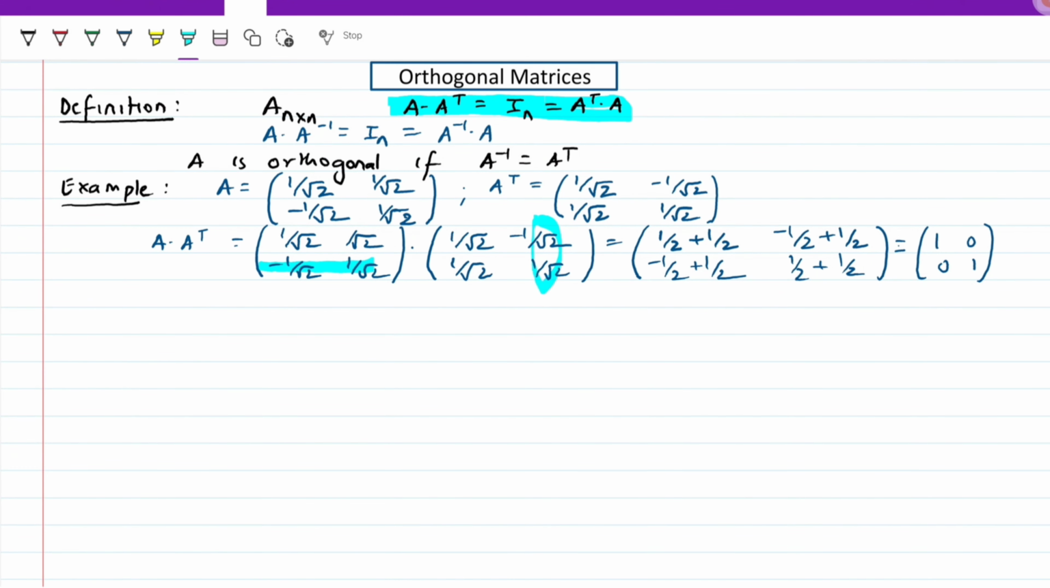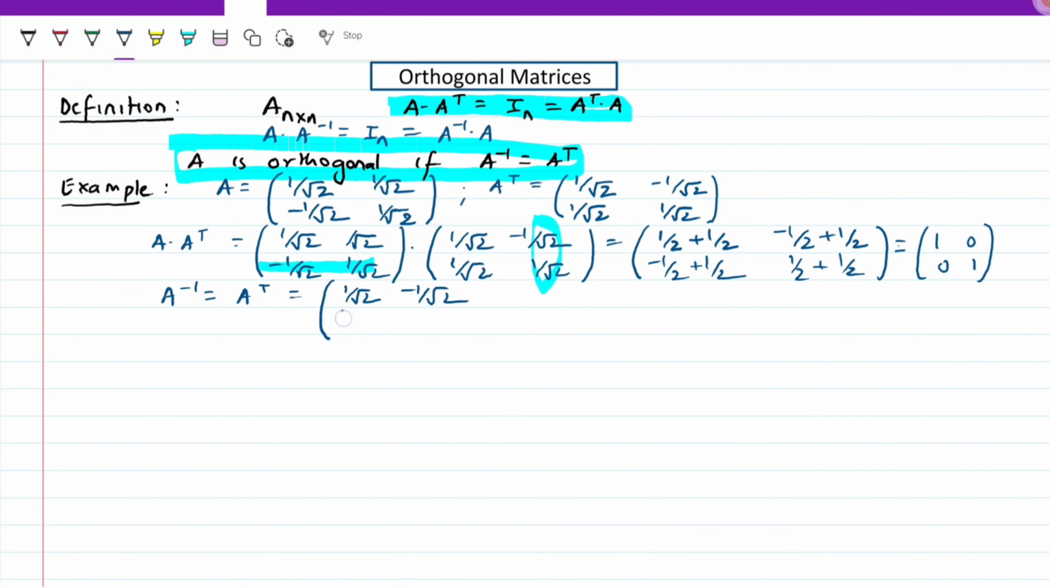And using this, you can apply the property: finding the inverse of the given matrix A is as easy as saying that A inverse is going to be A transpose, and that is going to be 1 over root 2, negative 1 over root 2, 1 over root 2 and 1 over root 2. Thus identifying if a given matrix is orthogonal is really helpful in order to find out its inverse.